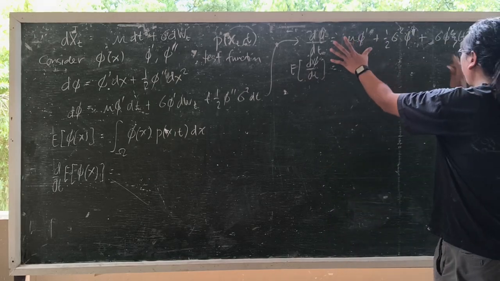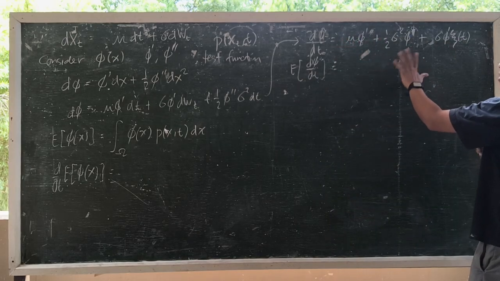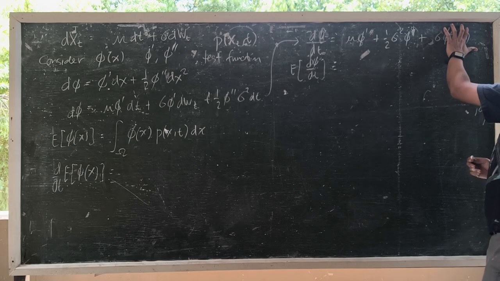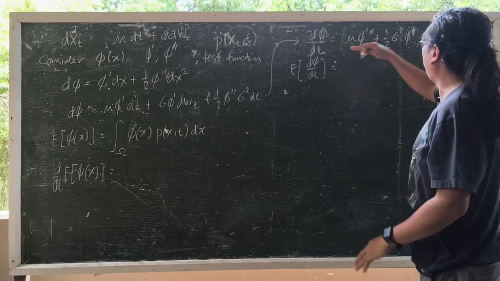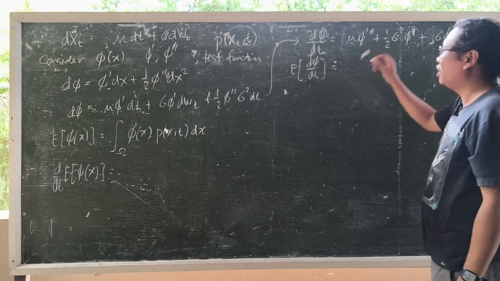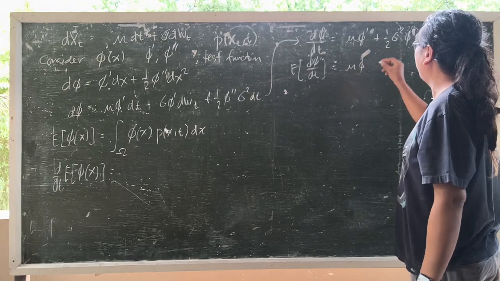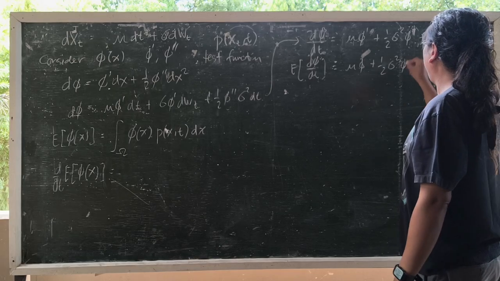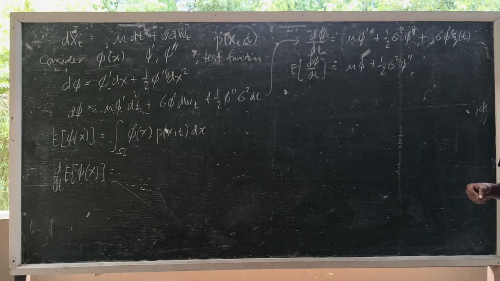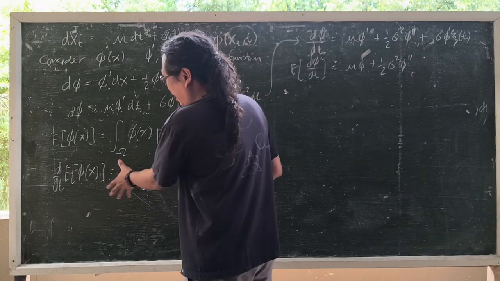Well, when we take the expectation value of this, it is zero, right? So the expectation value of this is just the deterministic part. So you have now mu phi prime plus 1/2 sigma squared phi double prime.